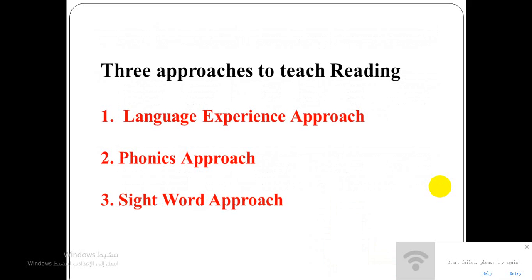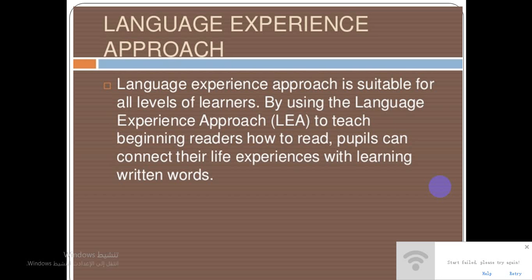What are the approaches of teaching reading? We have three approaches to teach reading, which are language experience approach, phonics approach, and sight word approach. The language experience approach is suitable for all levels of learners. By using it to teach beginning readers how to read, students can connect their life experiences with learning written words.